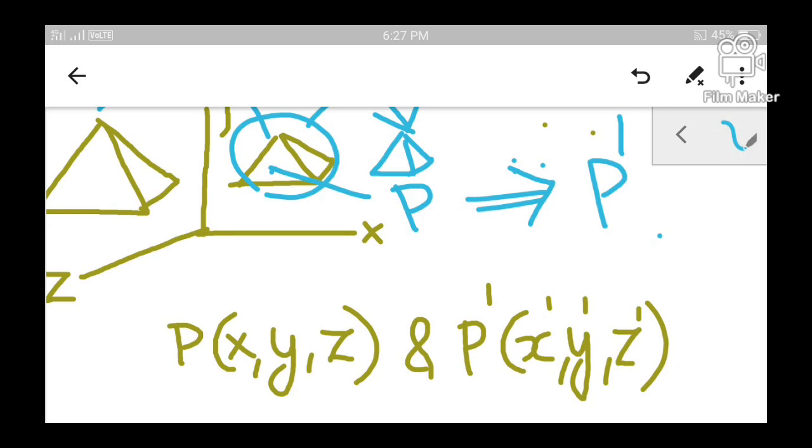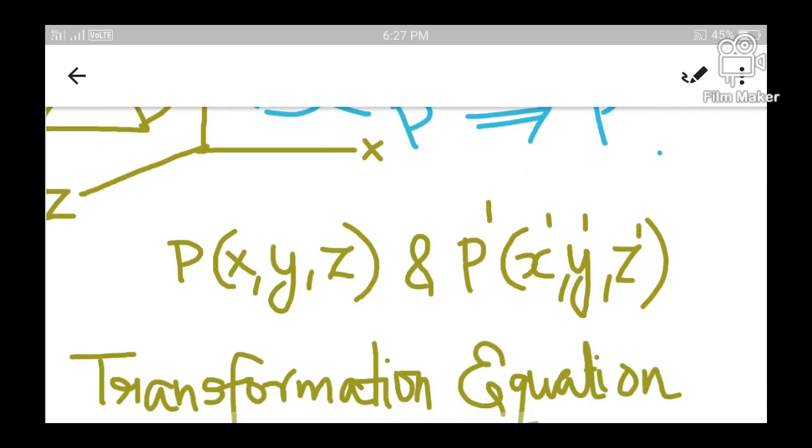How do we represent P and P dash? P can be represented as x, y, z because every point in the three-dimensional object will have three coordinates in it. So definitely P will be represented as x, y, z. Similarly, P dash will be represented as x dash, y dash and z dash. Clear? So this is simple. Every point in three-dimensional space will be represented using three coordinates x, y and z. Okay, that is also clear to you.